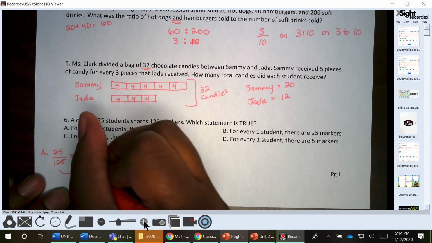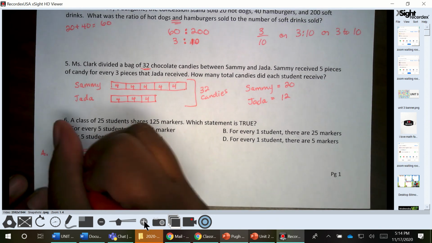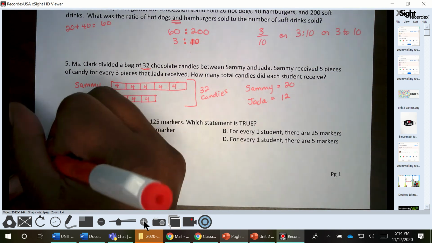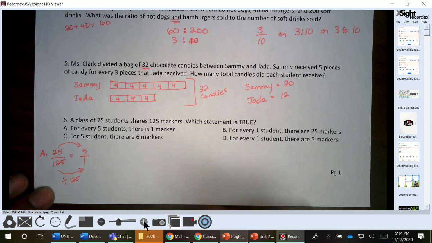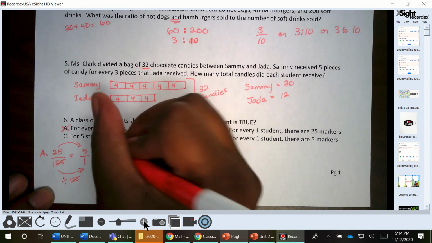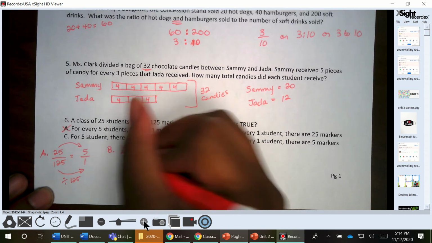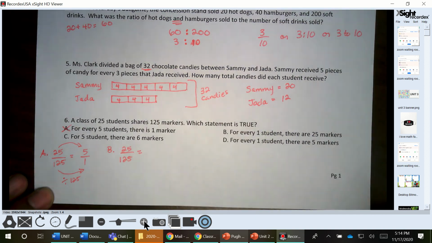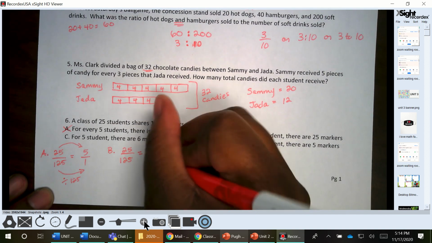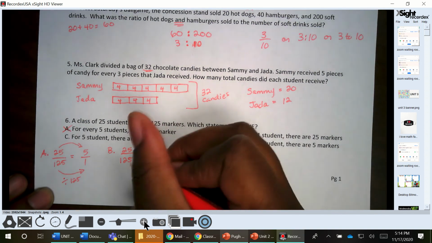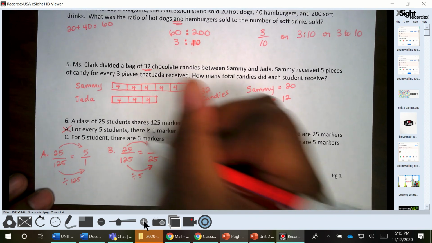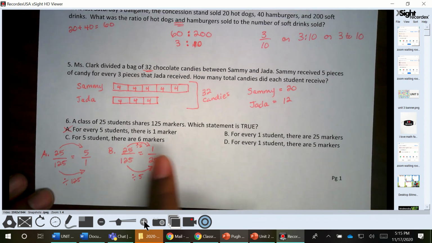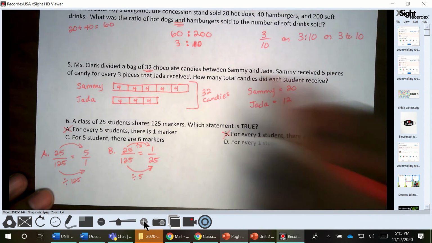All right. So I see going from here to here, 125 down to 1, I divide by 125. So that means if this is equivalent, I must also divide by 125 up here. And I know that 25 divided by 125 is not 5. So A is incorrect. It's not true. Let's look at B. Again, my initial ratio is 25 over 125. And I'm going to set that equal to what's in B: 1 student to 25 markers. Okay? So when I am going from 125 down to 25, I am dividing by 5. So that means up here, I must also divide by 5. If these are equivalent, it'd be correct. 25 divided by 5 is not 1. So B is not true.